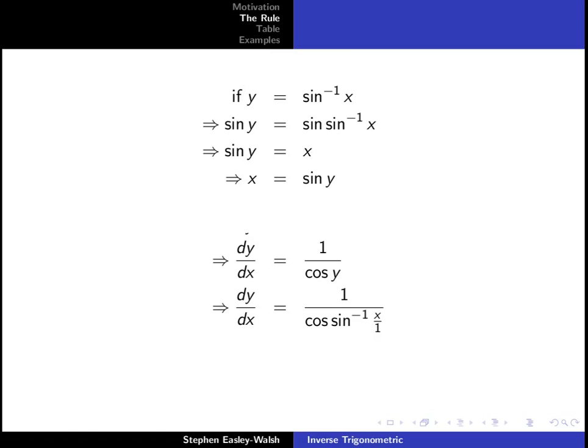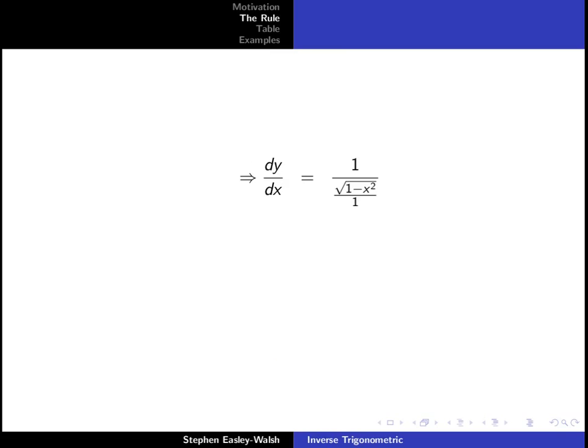What we do is draw a triangle with opposite x and hypotenuse 1, and using Pythagoras' theorem we have the adjacent being square root of 1 minus x squared. So the cosine for this triangle would be the adjacent over hypotenuse, which is square root of 1 minus x squared over 1. So the result is dy/dx equals 1 over square root of 1 minus x squared over 1, or in other words dy/dx equals 1 over square root of 1 minus x squared.